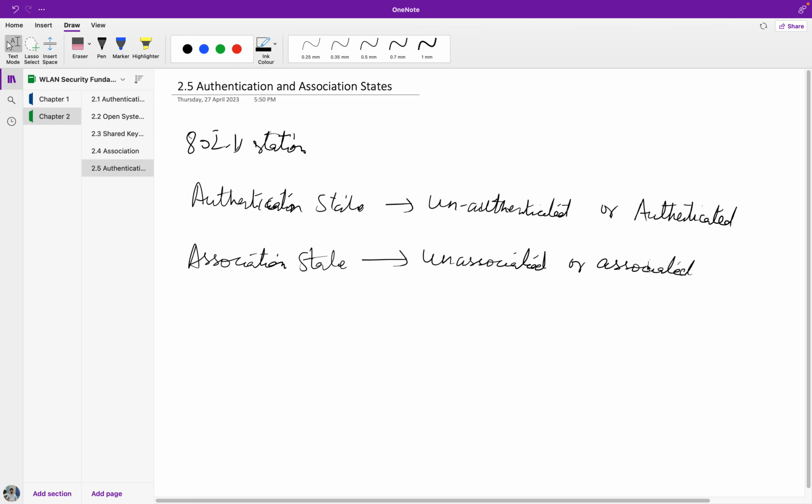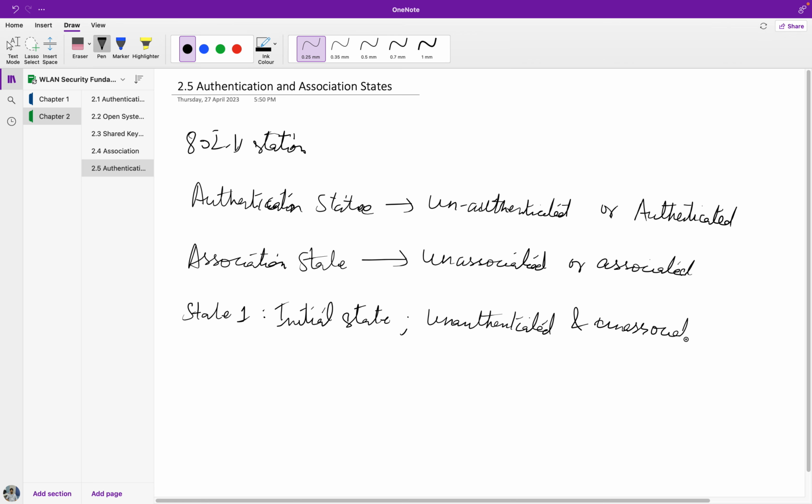Now these two variables create three possible states for all the stations. Okay, now let's see how the stations are affected by this. State number one, this is the initial state, by the way. The client is going to be unauthenticated and unassociated, right? Nothing has happened, it's the absolute initial state. Draw a line because that is separate.